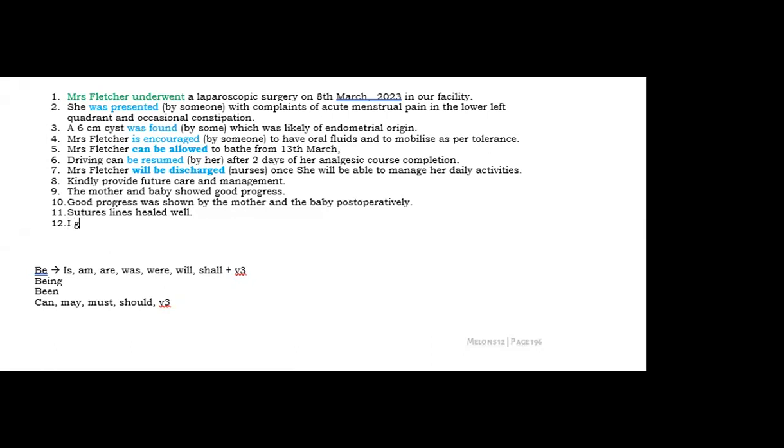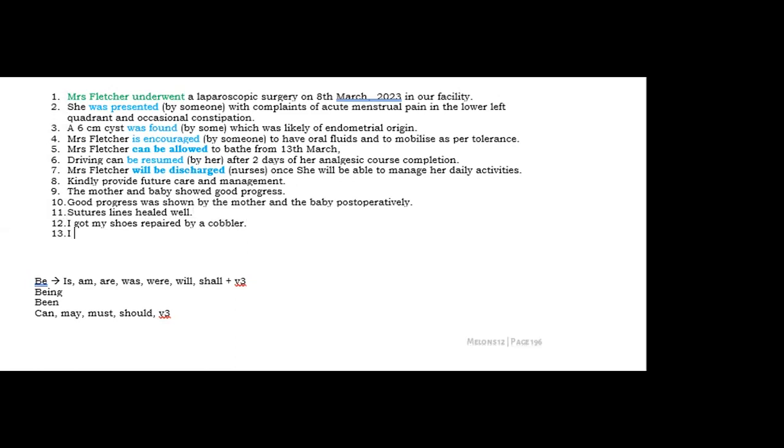Okay, I got my shoes repaired by a cobbler. You know, usually, or I got my hair made by a lady, saying, I got my hair made by a hairstylist.